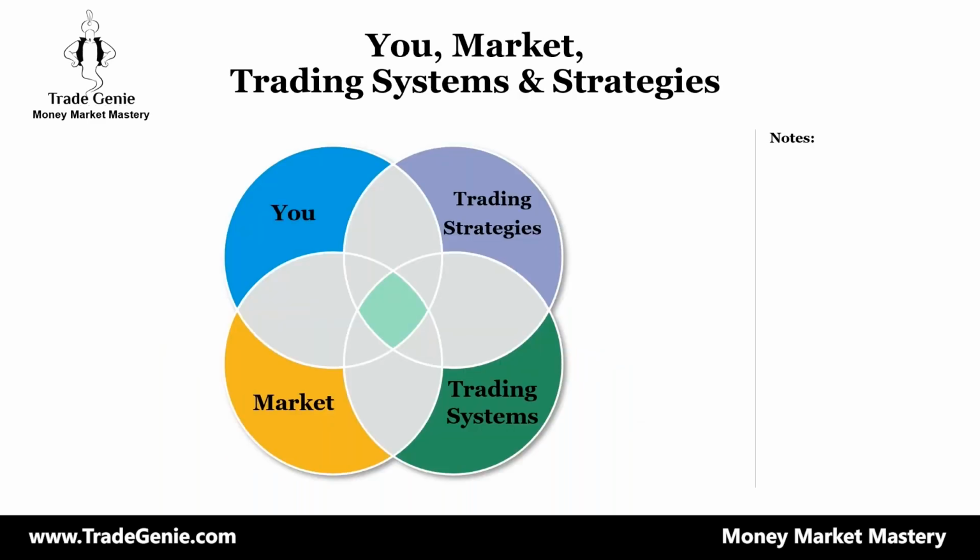So now, when we put 4 things together, the U, market, trading system, and trading strategy. This slide should have gone before the other slide. So now this is the core. So think about it, this is the core. U, market, trading system, trading strategy, this is your core.